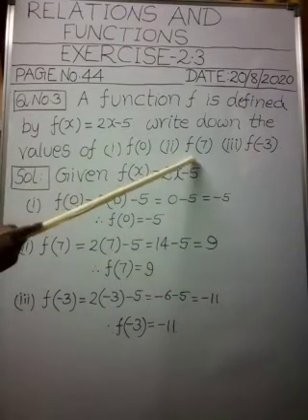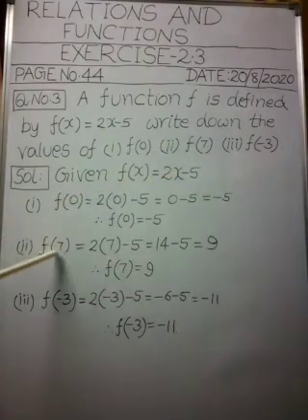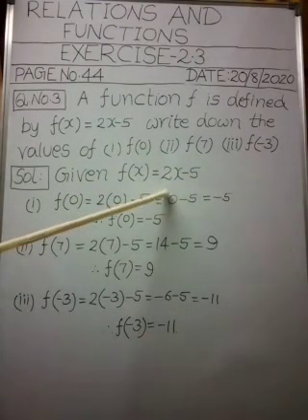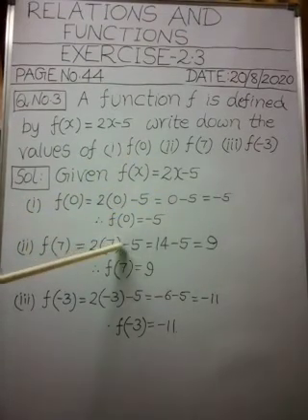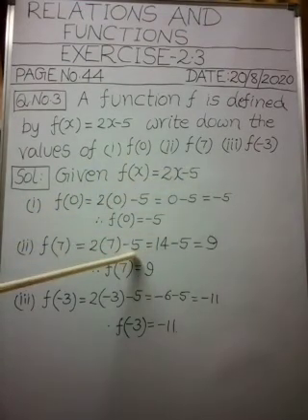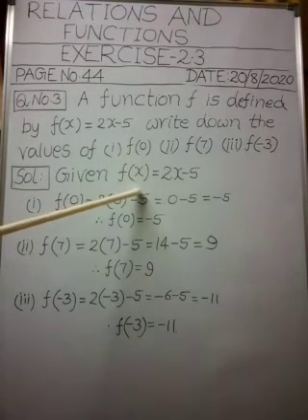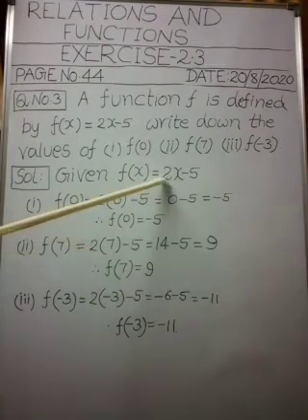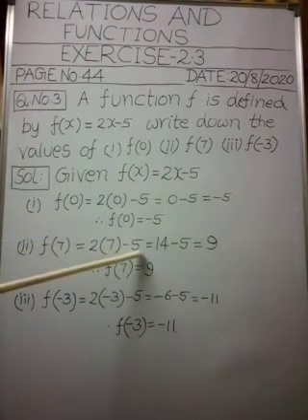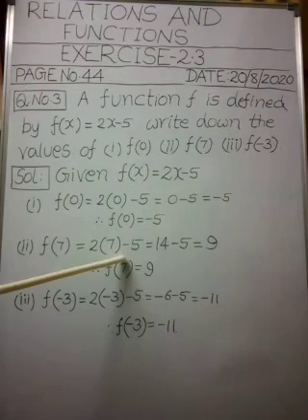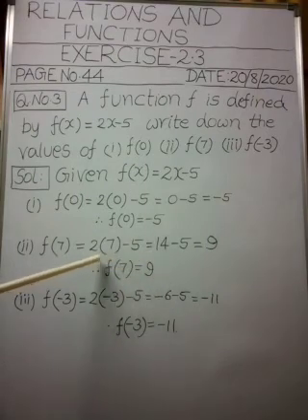Right. Now come to the second part, that is f of 7. In the same function, we are substituting x is equal to 7. So 2 into 7 minus 5. In this function, we are replacing x by 7. So f of 7 is equal to 2 into 7 minus 5. Understood this step, my dear children? Right.